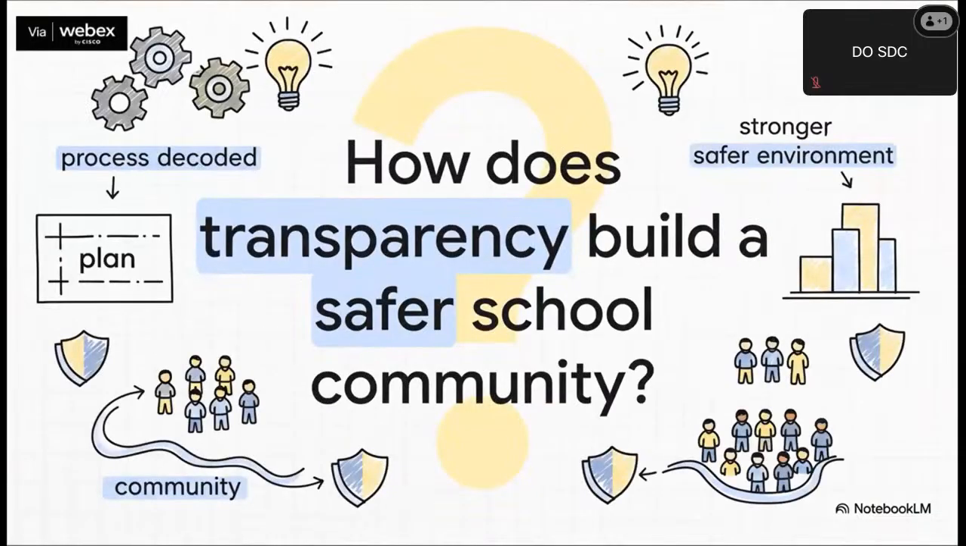Hopefully knowing these steps helps replace some of that uncertainty with understanding. And it leaves us with one final thought to chew on. When an entire community understands the plan, how does that knowledge itself become a tool for building an even stronger, safer environment for everyone?